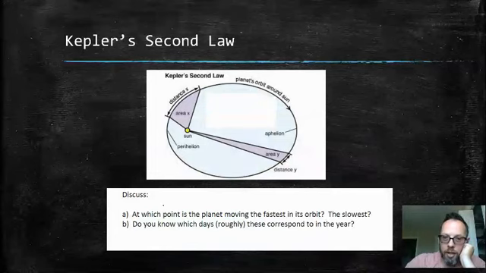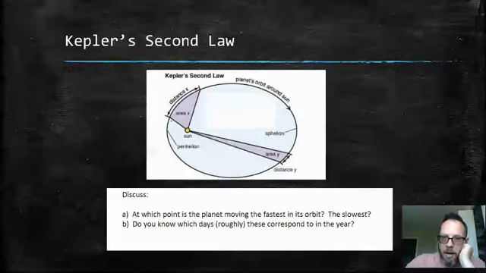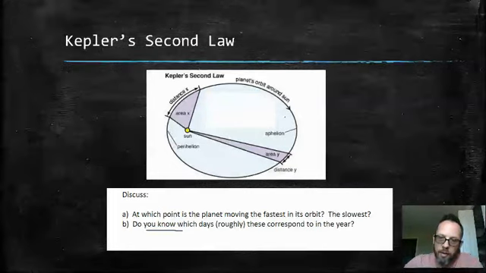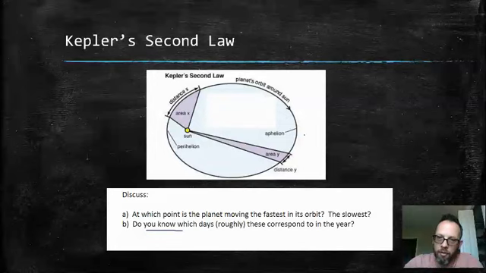All right, so we actually have touched on these two. It's moving fastest near the perihelion, and it's moving slowest near the aphelion, for reasons discussed earlier. And we actually did touch on which days those are. It's around mid-January for the perihelion, and sometime in the summer for the aphelion.